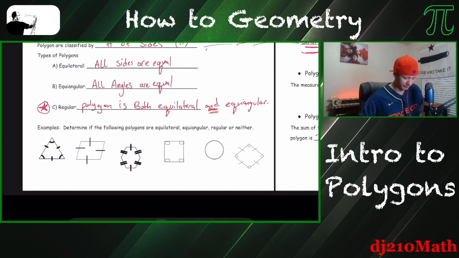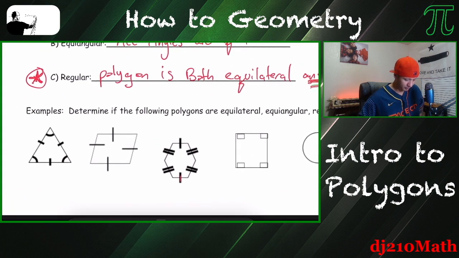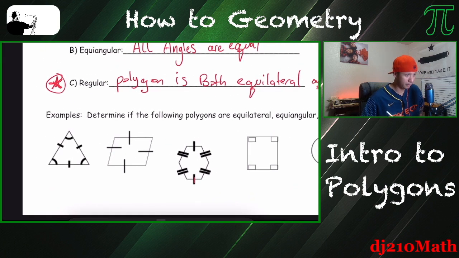So let's see a couple of examples. First off, we have an equilateral triangle. These tick marks imply that the sides are equal. So equilateral. And then these arc marks imply that the angles are all the same. So all angles are equal, all sides are equal. This is definitely a regular polygon.